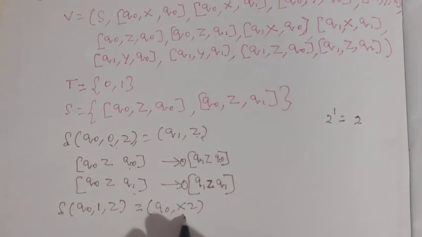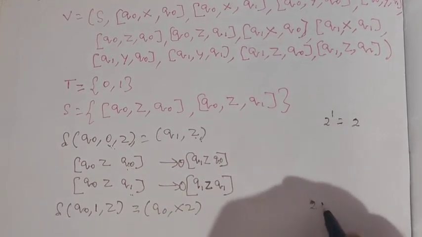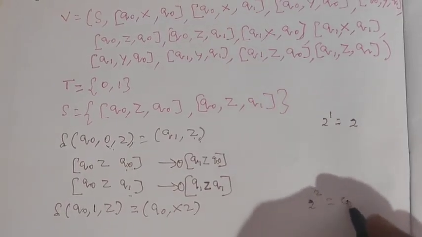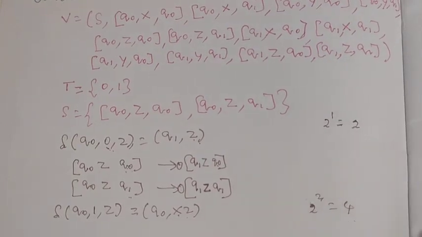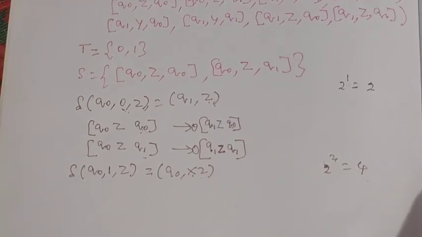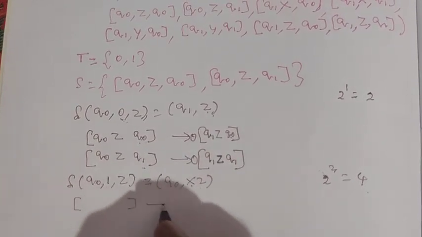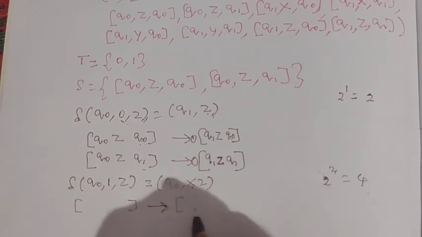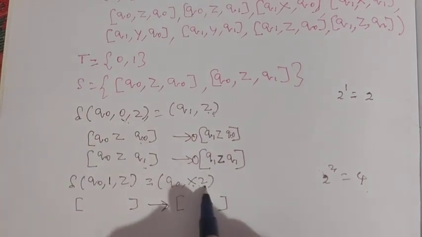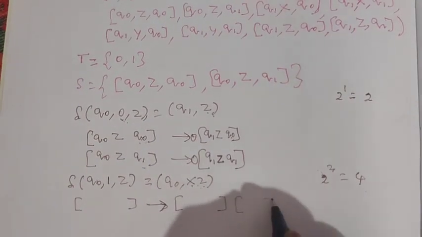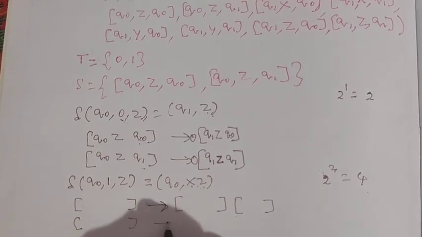Now here see the number of stack symbols. The number of stack symbols is 2. So we have to write 2 squared is equal to 4. That means you have to write 4 productions for this. Okay, so how to write the 4 productions? We will write one by one. So the first production tends to, and since we have 2 symbols on the stack, we have to put one more thing. Similarly we have to write 4 productions like this.